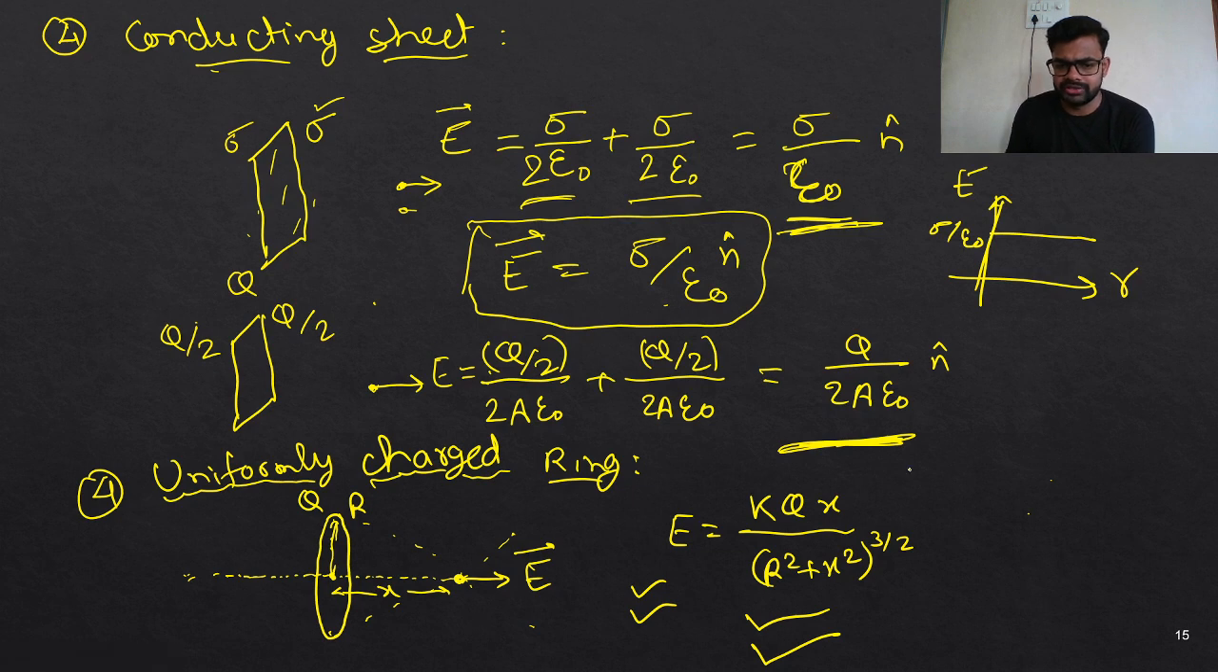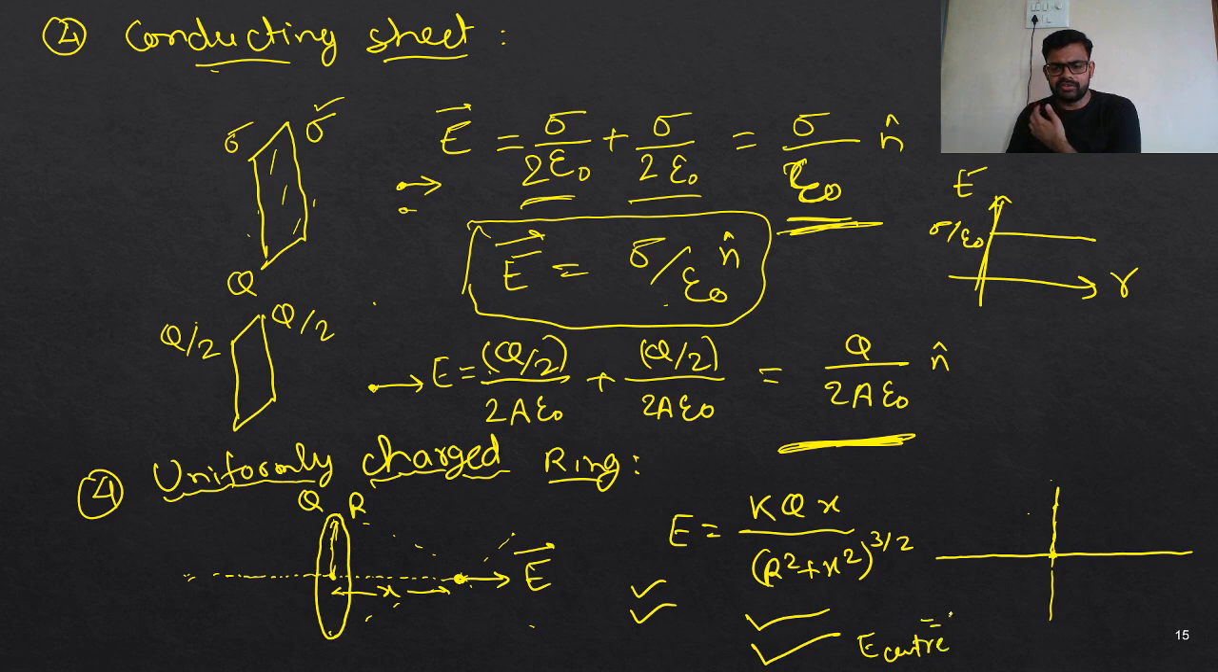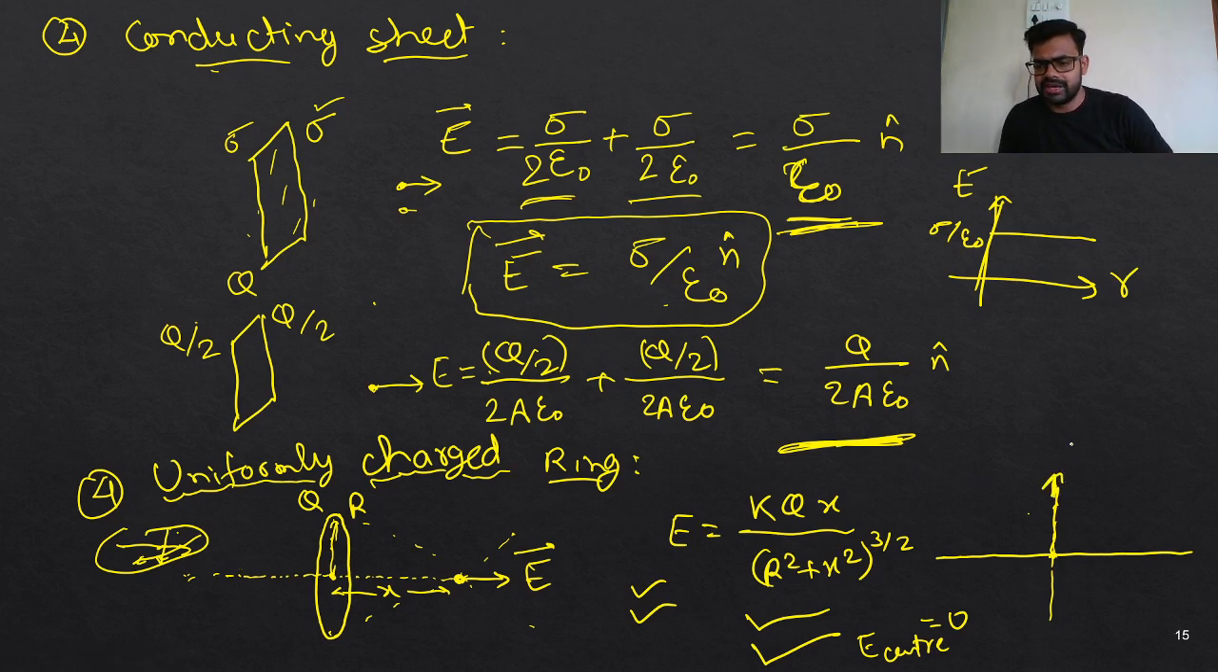How will the curve look? Listen. Let's say the ring is placed at the origin, this is the y-axis and this is the x-axis. At the center, the electric field intensity will be 0. Why? If this is a ring, then the field contributions from all directions will cancel each other at the center. So this is the electric field intensity, this is the distance x, and the curve will look like this.